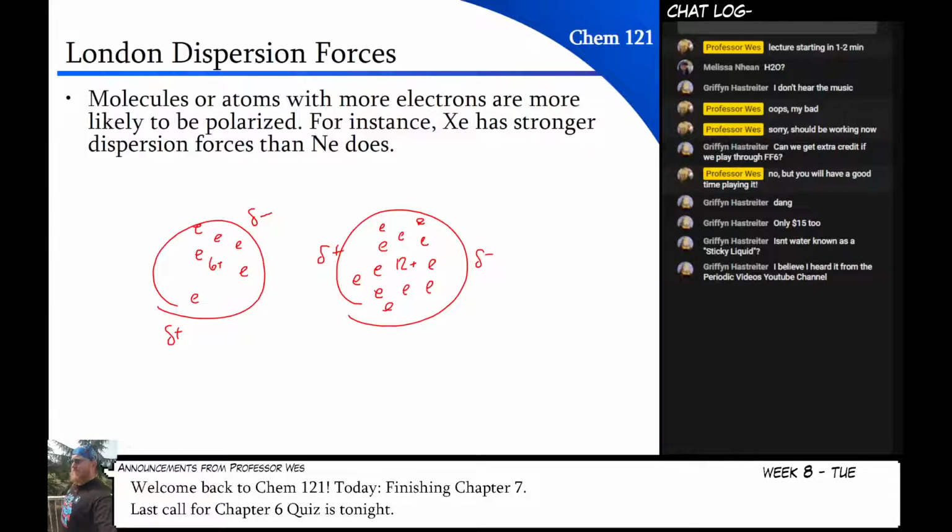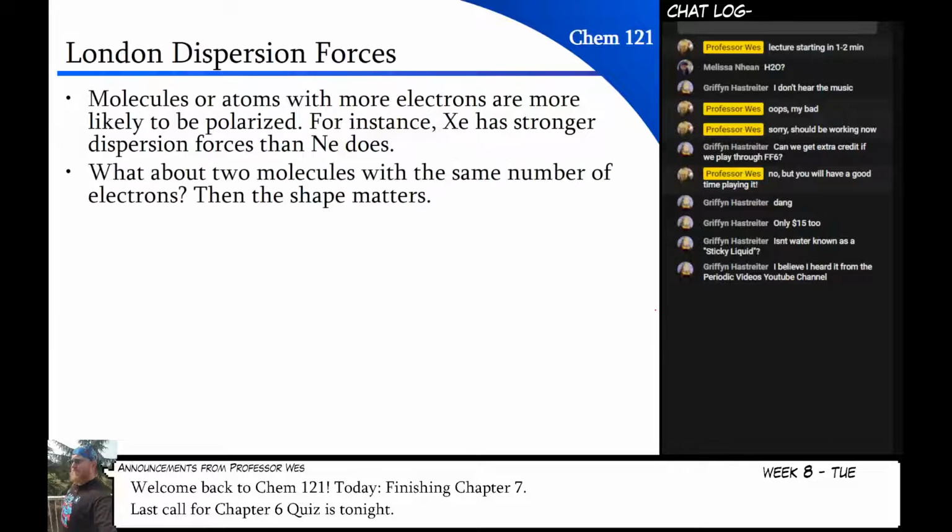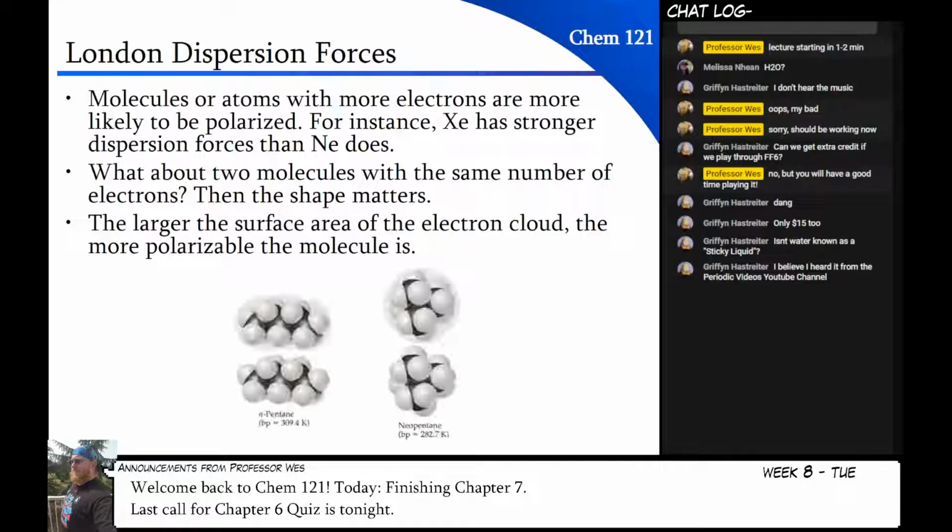So if you are just counting the number of electrons, you can figure out roughly what the magnitude of the dispersion forces are. What if you're looking at two molecules that have the same mass? Then what we're going to care about is the shape of the molecule and how that shape affects polarizability. So I'm going to put two shapes on the board here.